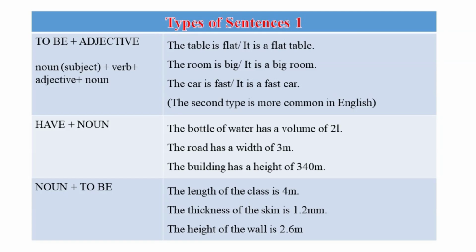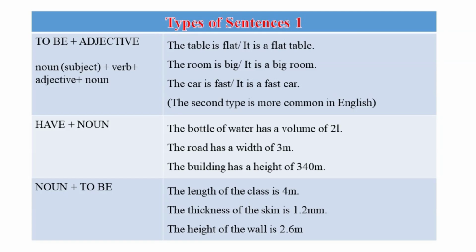The first sentence reads, the table is flat. There is another option to end the sentence with the table that is described here. You need to be careful here because when you add a singular noun after the adjective, you need to add an article before the adjective. So the second type reads, it is a fast car.